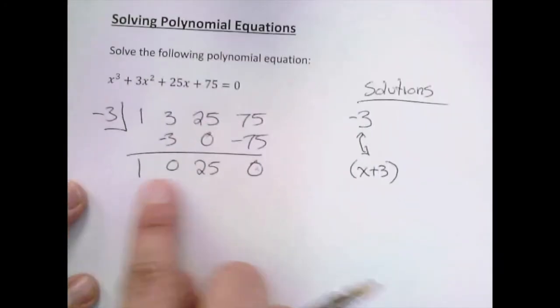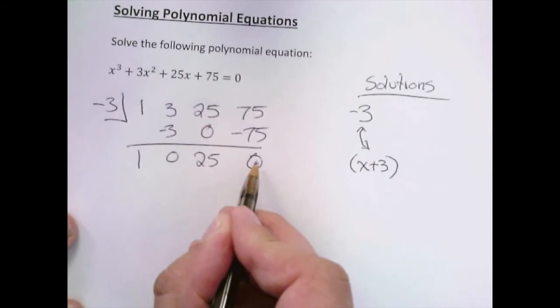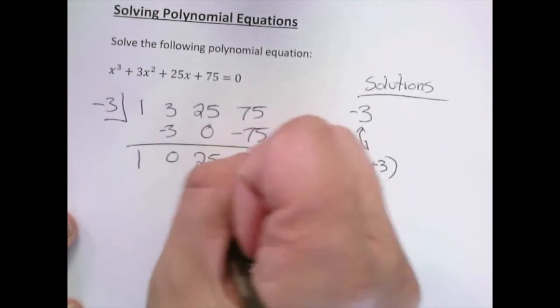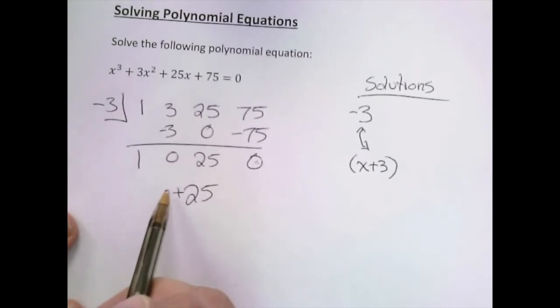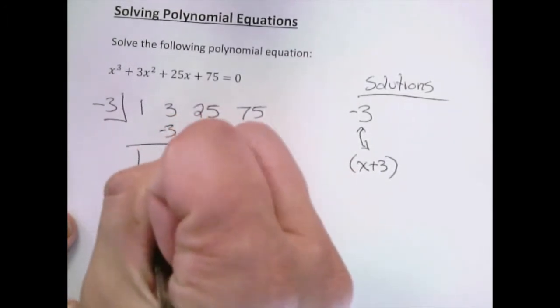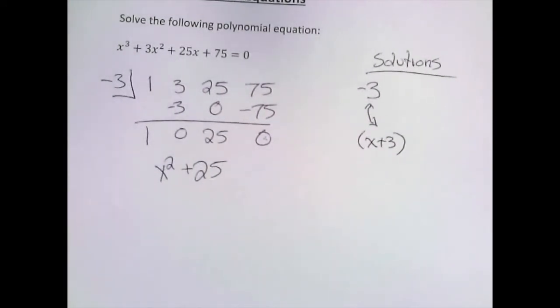So let's take this and flip it back to a polynomial. Remainder of 0, good. 25 is my constant. This would be my x term, but since it's 0, I don't need to write it. And this 1 would be my x squared term. So I'm left with x squared plus 25.